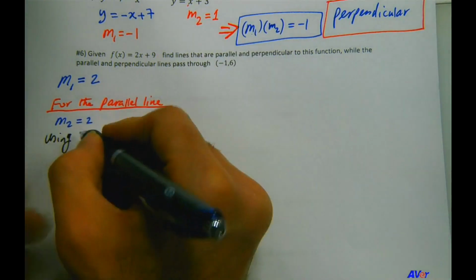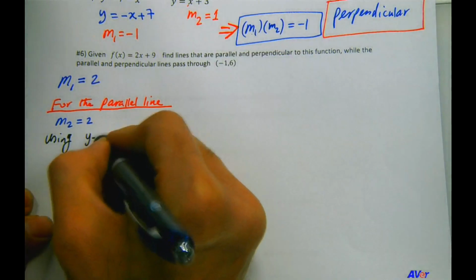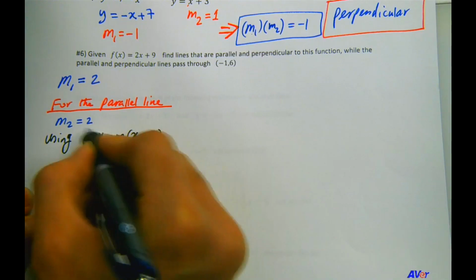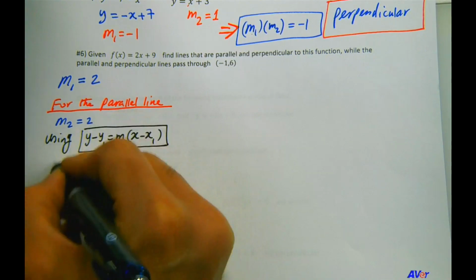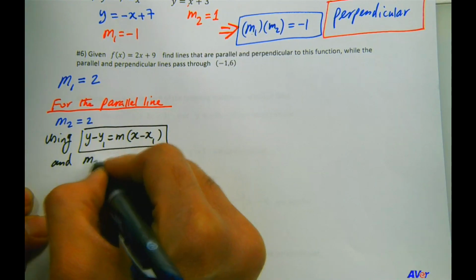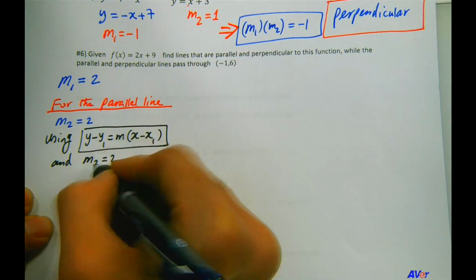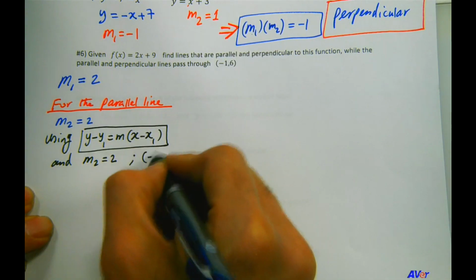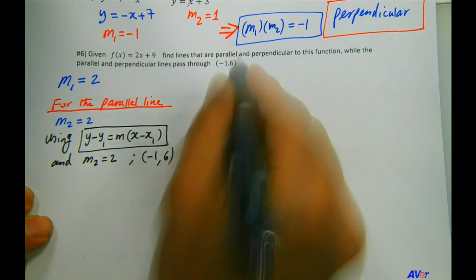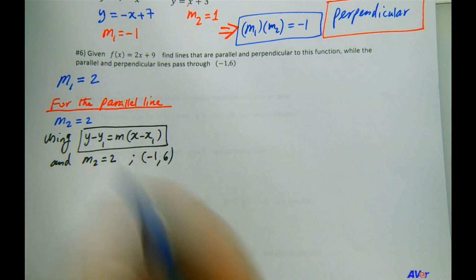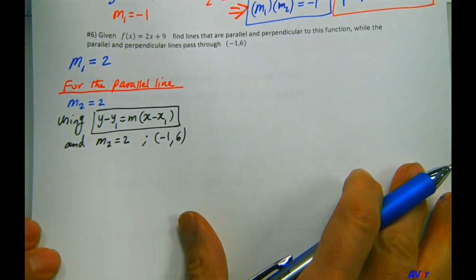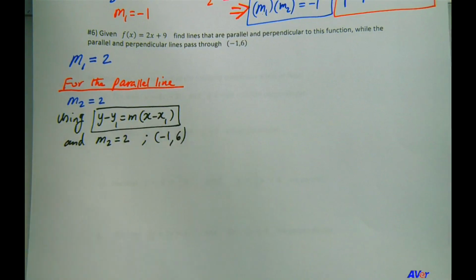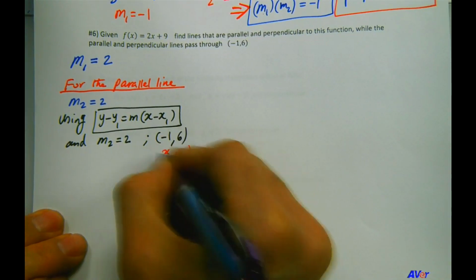Now, using this formula that we saw on the first page, y minus y1 equals m times x minus x1, using this formula and the fact that m2 is equal to 2, or the slope is equal to 2, and that point that we were given, and that this parallel line must go through that point, we can find the equation of the parallel line. All right, so let's do that. We're going to plug in. So this is our x1 comma y1, that one.